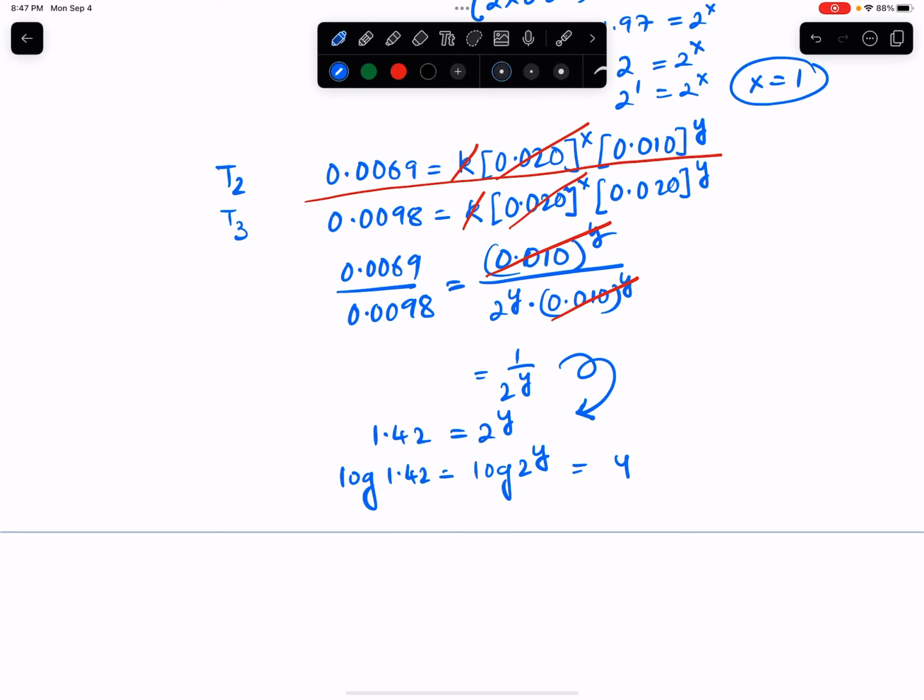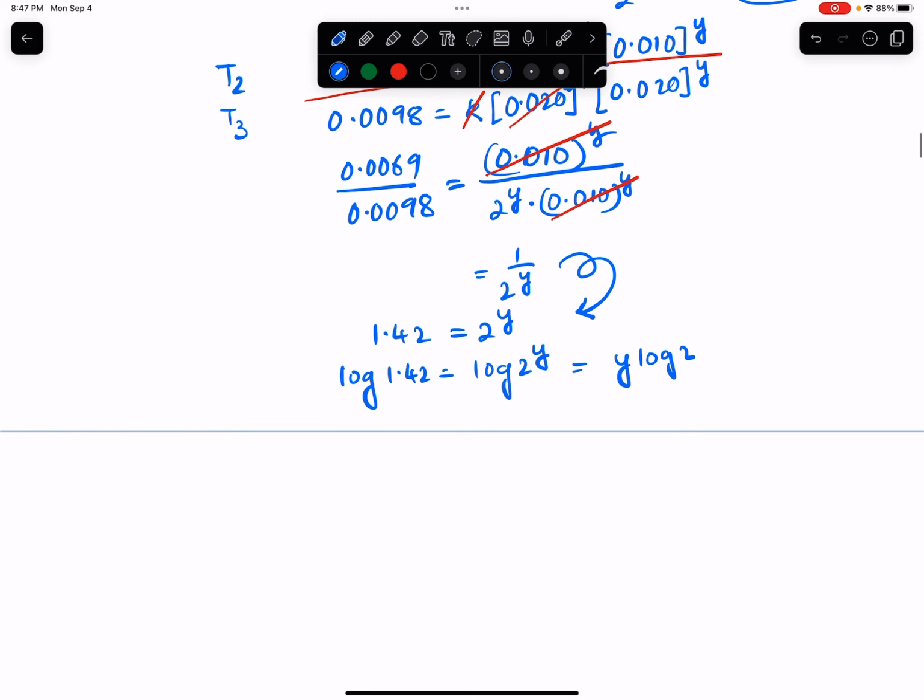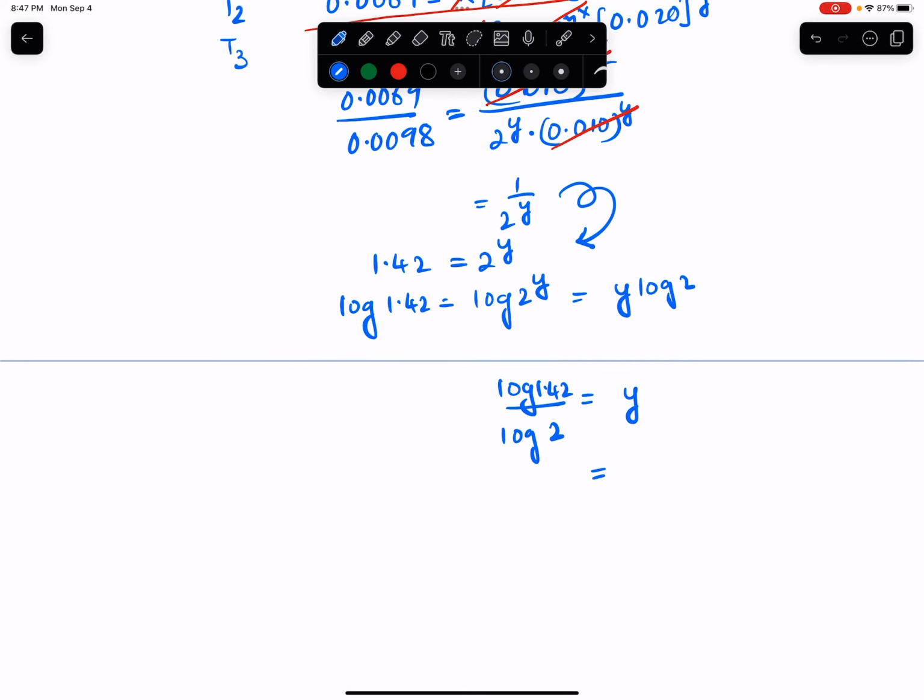So therefore this becomes y log of 2. Okay. And so now if I want to isolate the y, I write y is equal to, I'm going to take this and divide it by this. So that's going to be log of 1.42 divided by log of 2. See if that makes sense. All right. And if you simplify that, you will get 0.506, which you can round to 0.5 or 1/2.